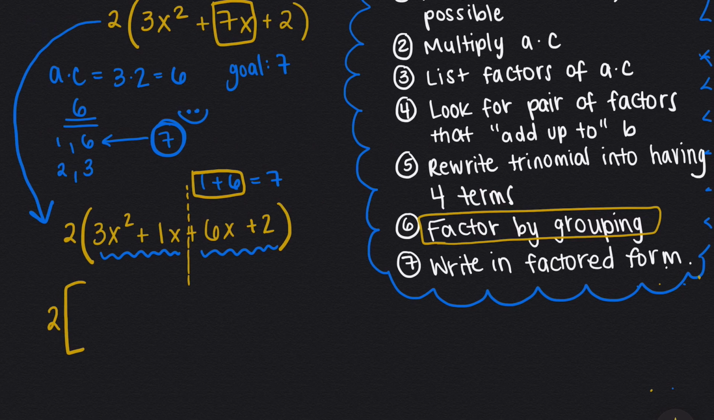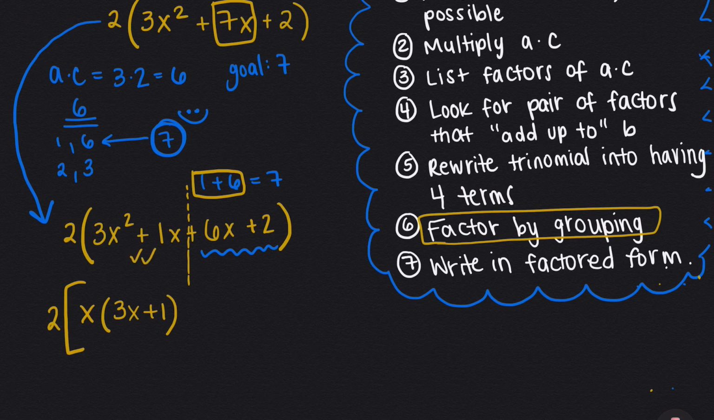Okay, so for 3x squared plus 1x, the greatest common factor between these 2 terms is just x. We can open up our parentheses, and then we ask ourselves, x times what is 3x squared? Well, that'd be 3x. Then we ask ourselves, x times what is 1x? Now would just be a plus 1. So we're done factoring the left half of our polynomial.